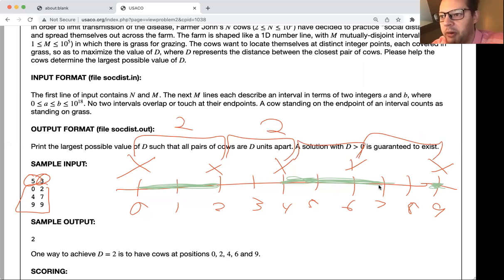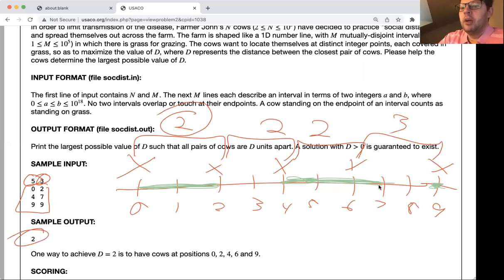But regardless of how I'm arranging these, notice I can't get a situation where all of my intervals are 3 or higher. So I'm going to have a minimum interval of at least 2, and that's the sample output.